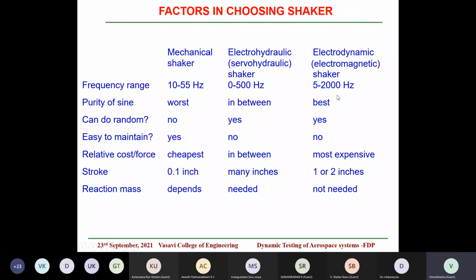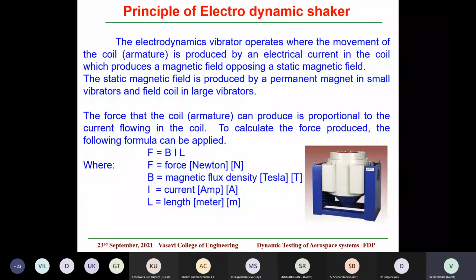For small shakers, we can go even beyond 4000, 5000 hertz also. The best shakers among the three are the electrohydraulic shakers, which are very good for simulation of random, sine, and have many other advantages. Electrohydraulic shakers are nowadays preferred only for low frequency tests. Mechanical shakers are outdated. Electrodynamic shakers are more predominant and have a wide variety of test capabilities, so we will see their working principle.